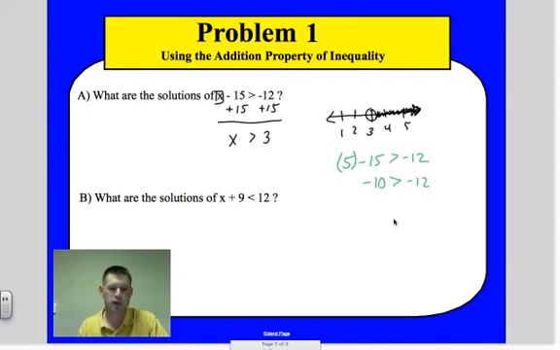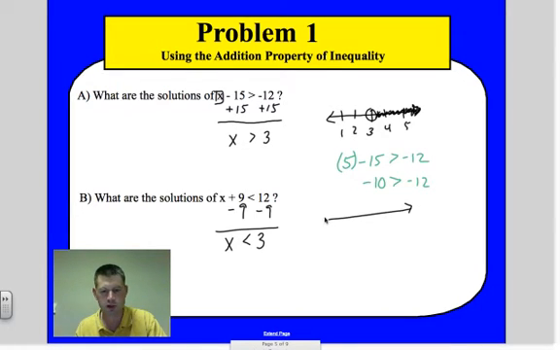Okay, part B is: what are the solutions of x plus 9 is less than 12? I want you to go ahead and think about that, as we're kind of preparing for the next thing. It's addition of 9, so how do we counteract that? Up here it was subtraction, we added, so we're going to subtract 9. We get x is less than, and 12 minus 9 is 3.